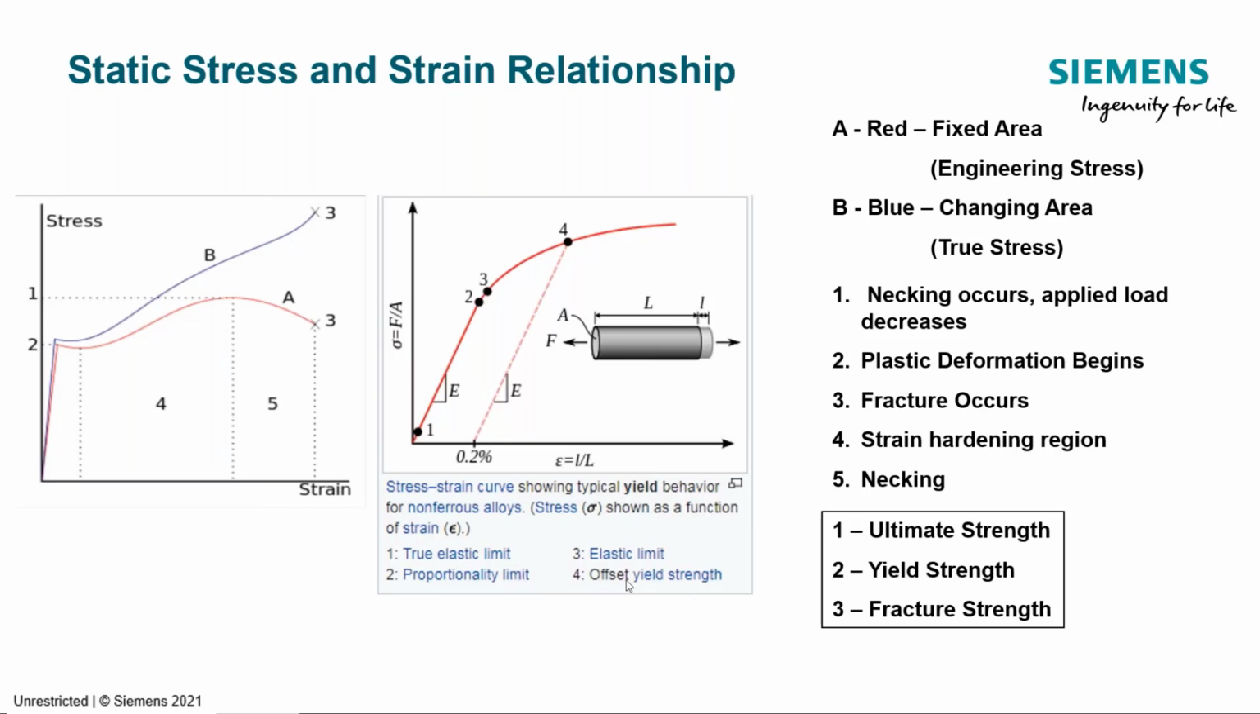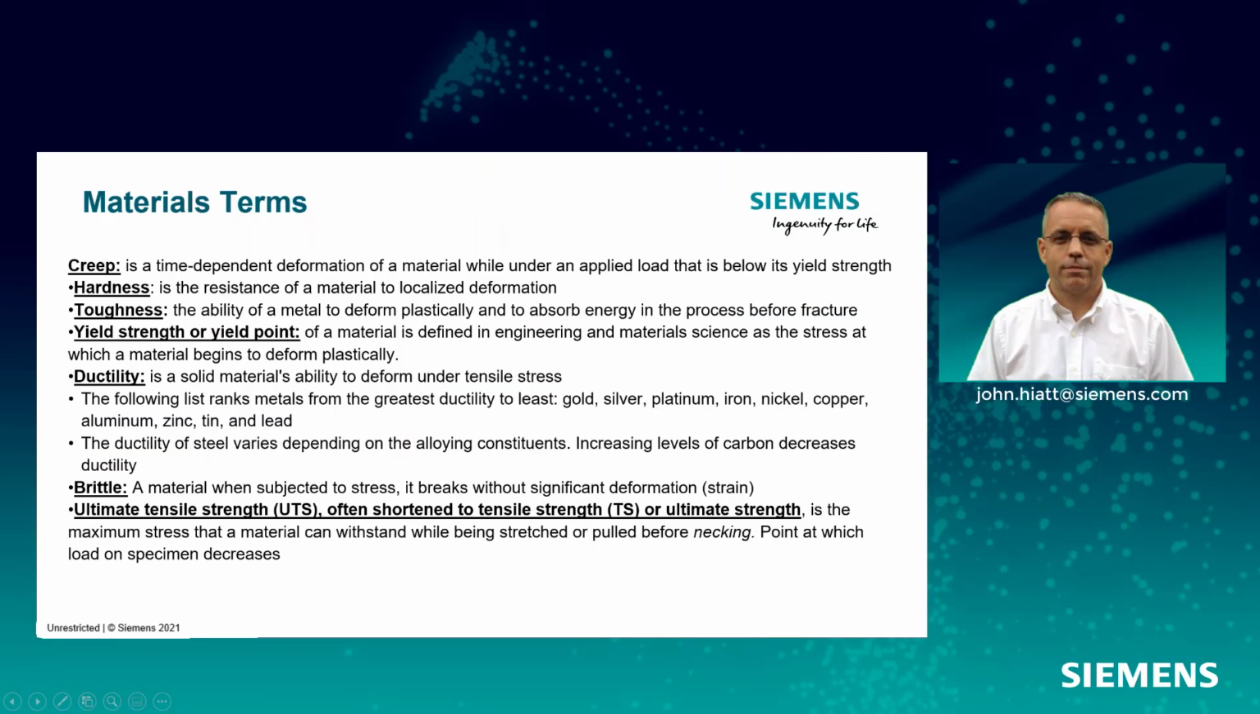I hear these terms, but I see this 0.2% offset yield as the common yield point. That's one measure of where it goes from elastic to plastic. Remember, if we're elastic, a strain is a deformation in the metal. We deform the metal, we take the load off, and it returns to its original position. That's elastic deformation. Plastic deformation is it never quite returns to its original, and we have some hysteresis.